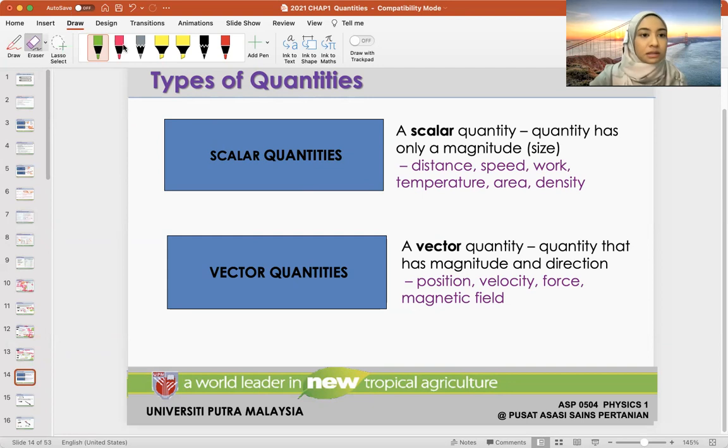Scalar versus vector. So what is a scalar quantity? A quantity that has only magnitude. For example, distance, speed, work, temperature, area, density. When I talk about these quantities, I don't know the direction. For example, my house to Rosie's house is... Rosie is in Sarawak, that's far.